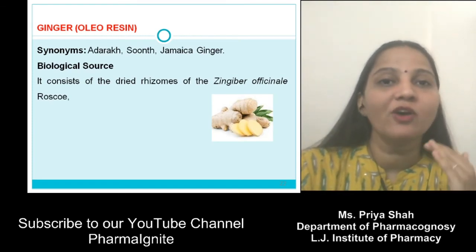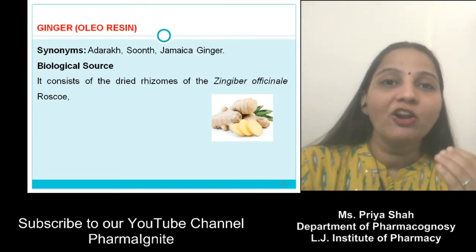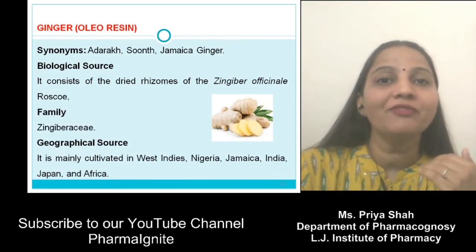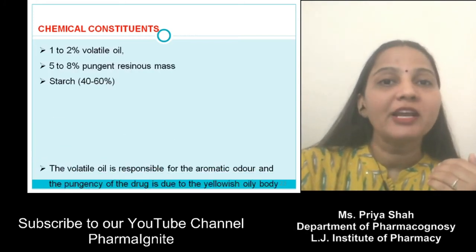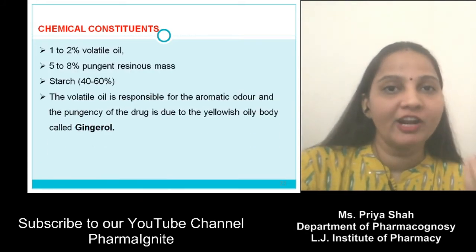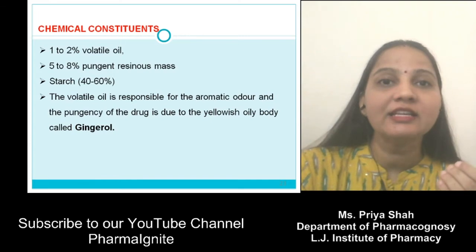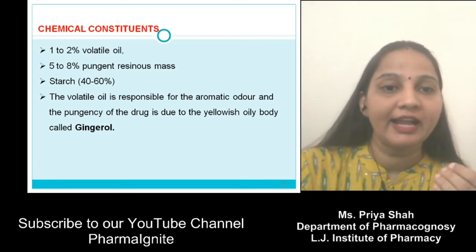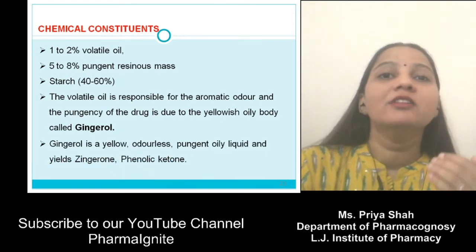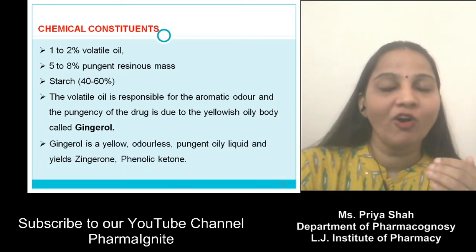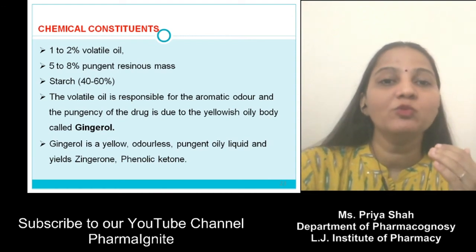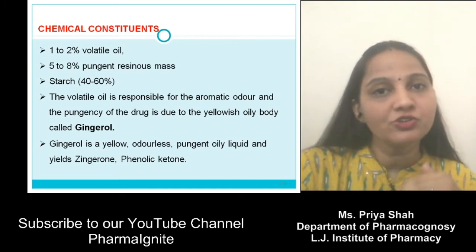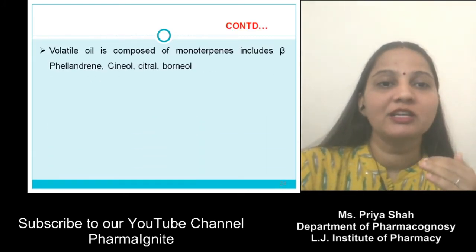There are different types of ginger. Biological source: it consists of dried rhizomes of Zingiber officinale. Family is Zingiberaceae. Chemical constituents: it mainly contains volatile oil and resin. In the resin, it contains gingerol, which is responsible for its pungent taste as well as aromatic odor. Gingerol, on conversion with water, will convert into gingerol, and after removal of water, gingerol is converted into shogaol. So this is the chemical process.